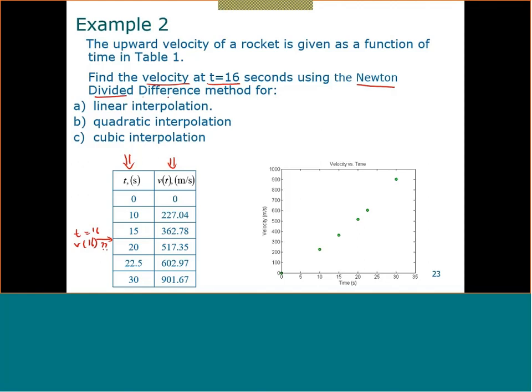We'll use the Newton divided difference method. This is what it's called. There is a division. We see that we divide, and there is a difference between the terms as we move on. We need to use linear interpolation, quadratic interpolation, and cubic interpolation.